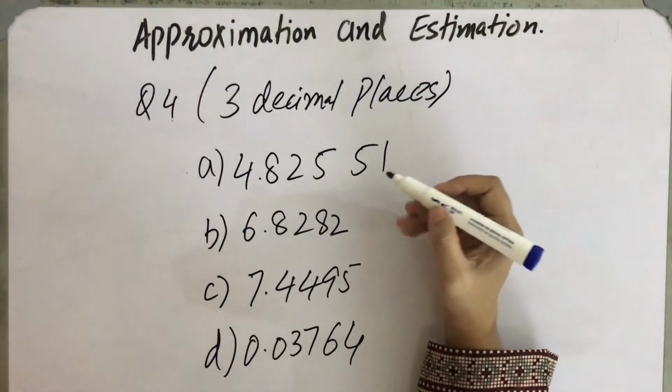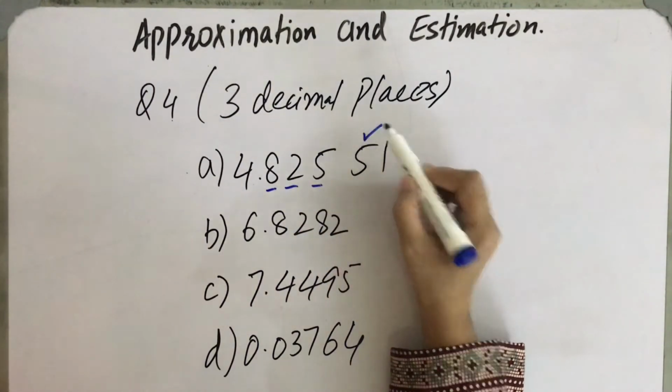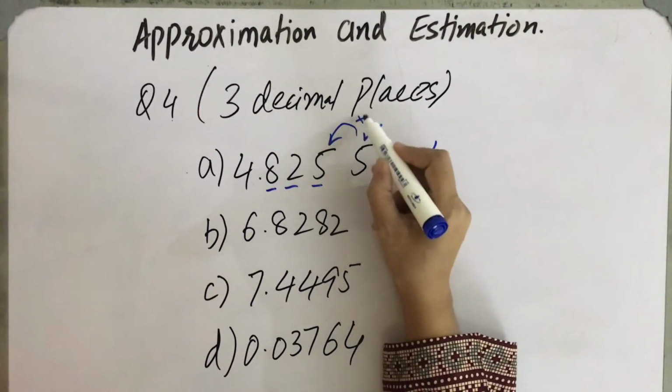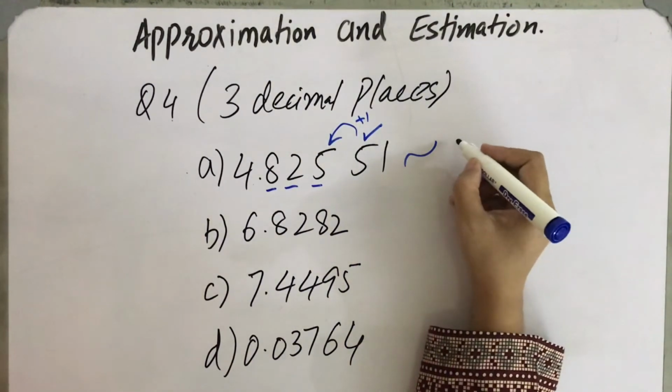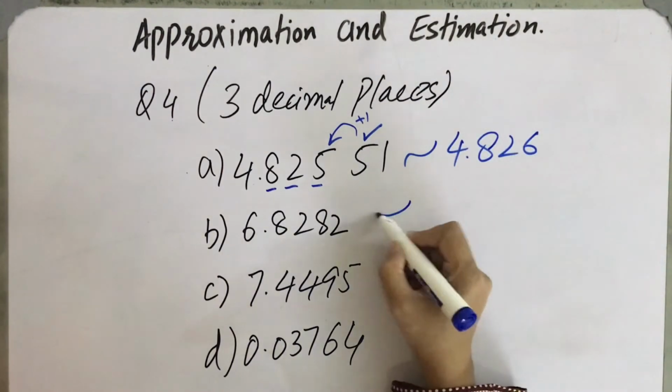So we work on the first. We need 3 numbers after the decimal. 1, 2, 3. Study this. This is 5. It will give 1 to this 5 and this one will become 6. Our final answer will be 4.826. I think now you can also do.